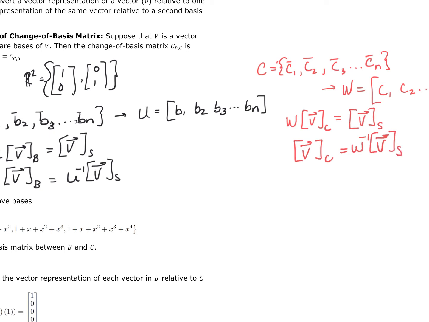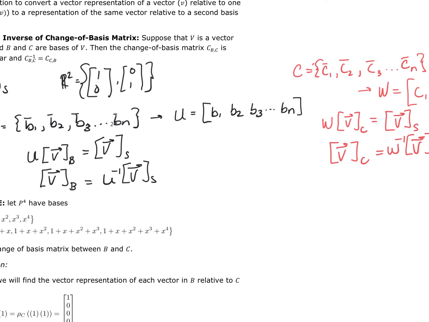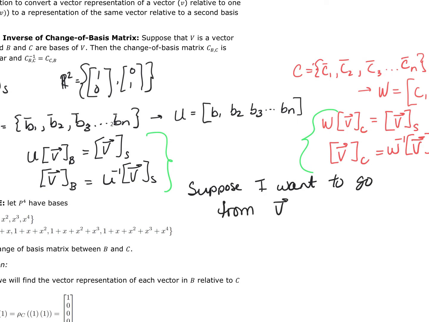Now, what if I want to go from one to the other? How can I go from one to the other without doing some intermediate steps? Well, these two things are going to help me do this. So I'm going to bring in this idea and this idea so that I can go from one basis to another one. So suppose I want to go from my vector with respect to C to my vector V with respect to B.